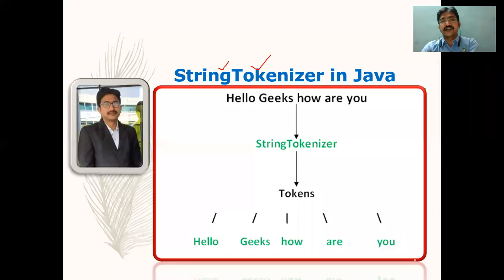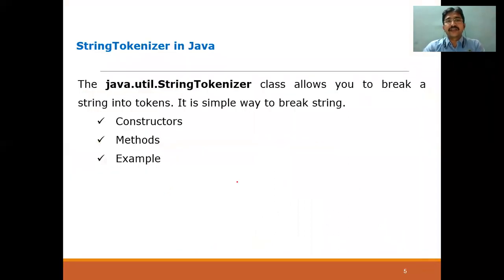Let me discuss this in detail. Now this is a utility package consisting of the StringTokenizer class. So what will the StringTokenizer do? It allows you to break a string into tokens. In this topic, we have constructors, StringTokenizer methods, and we'll see some examples.